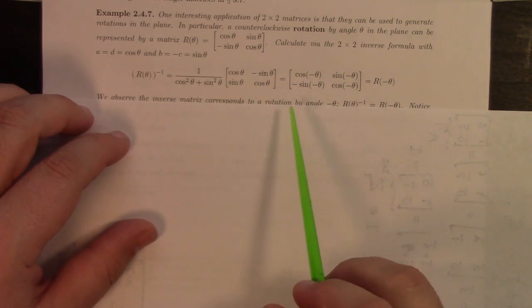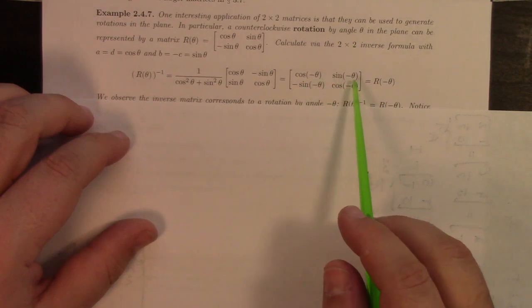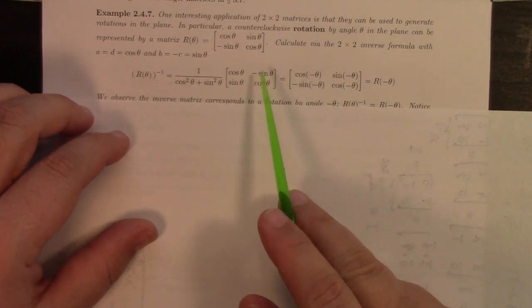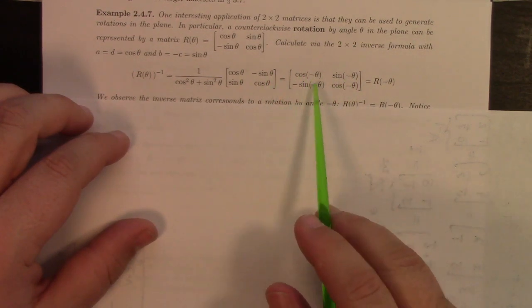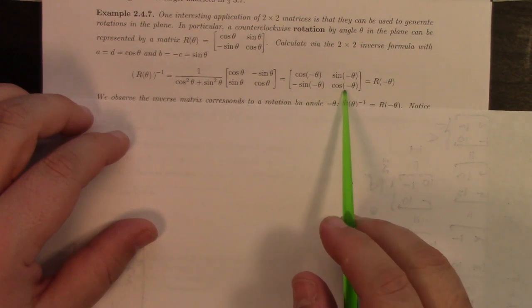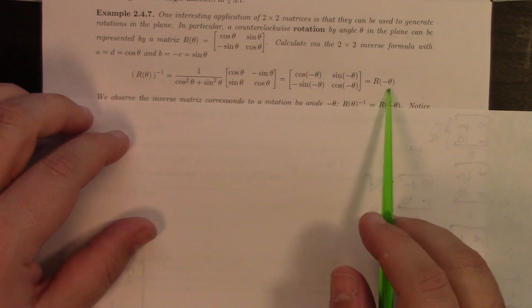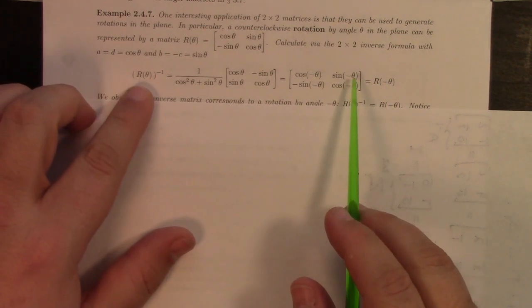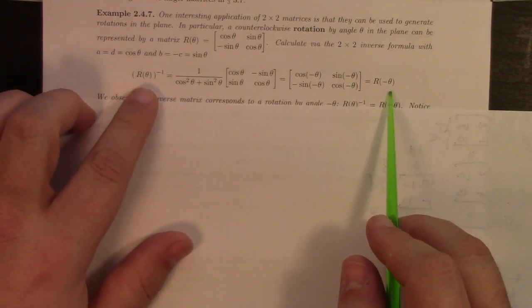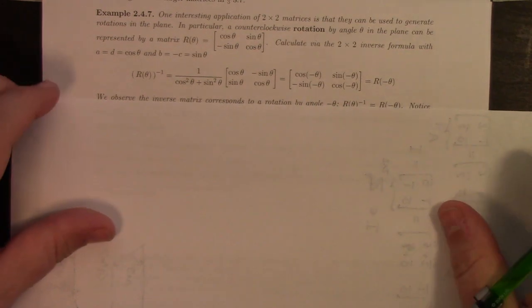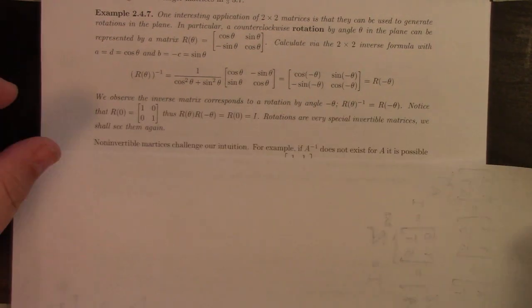But then if I use the even and odd property of sine and cosine, I can look at this as being cosine of minus theta, minus sine of minus theta, sine of minus theta, cosine of minus theta. In other words, this is a rotation by minus theta, which makes perfect sense, right? If you want to undo a rotation by theta, you rotate by minus theta. So it's a very satisfying result, right?